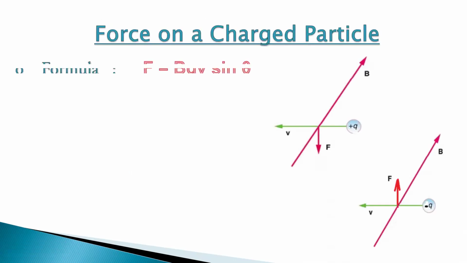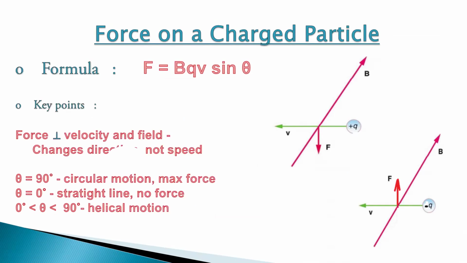Now let's move from a current carrying wire to a single charged particle like an electron. The formula is very similar. So the magnetic force on a moving charge is given by F equals BQV sine theta. Here, B is the magnetic field, Q is the charge on the particle, V is the particle's velocity, and theta is the angle between the velocity and the magnetic field lines.